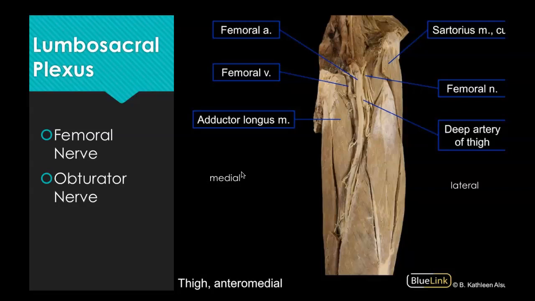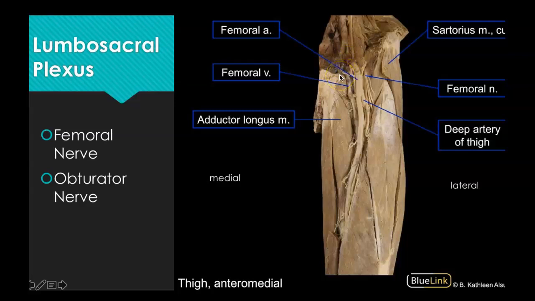Next, let's talk about the lumbosacral plexus. Within the lumbar plexus, we have two main nerves that we have to know, and that is the femoral nerve and the obturator nerve. Pictured here is our femoral triangle. To refresh your memory, the femoral triangle is made up of three borders. This is your medial side, lateral side, and of course superior and inferior.